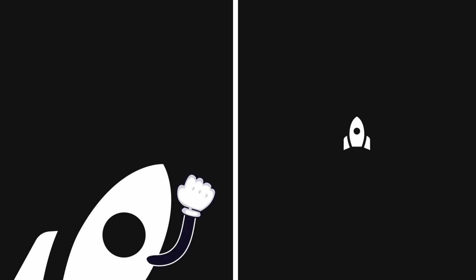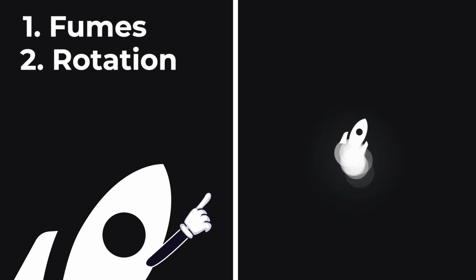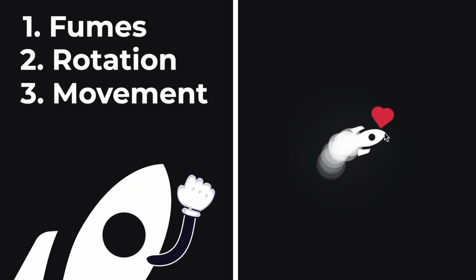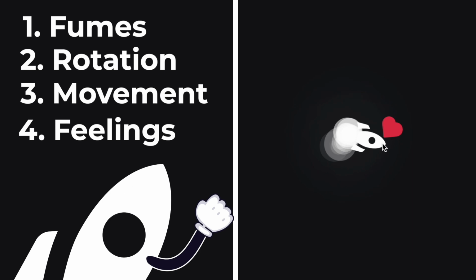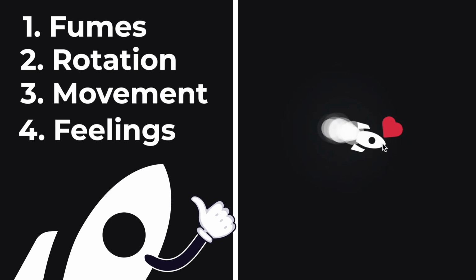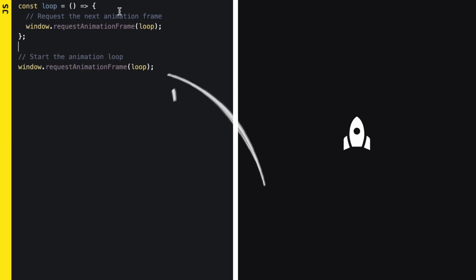Alright, he said, we need some fumes, rotation, movement and a way for me to express my feelings and also make me look a bit nicer while we're at it. Let's start by creating a loop where we will put all our animation logic. We can use window.requestAnimationFrame and call our loop in there.